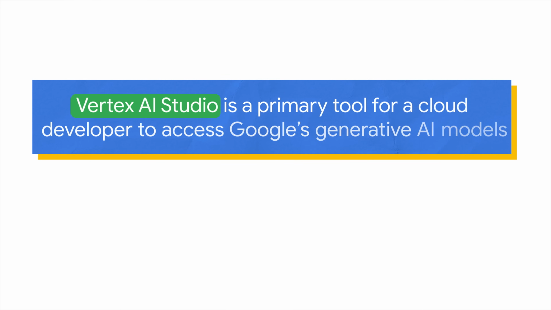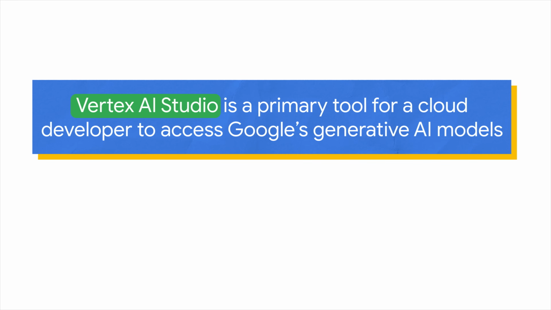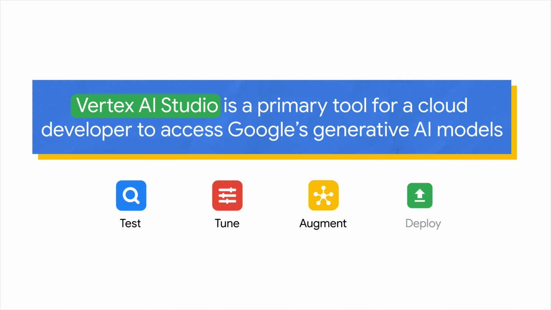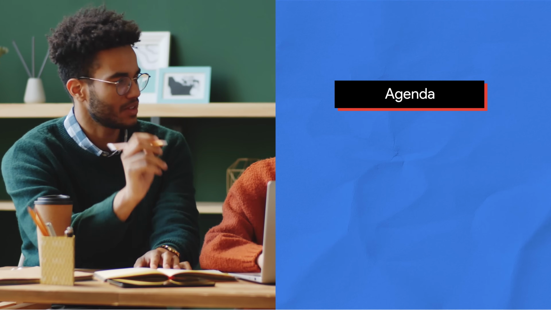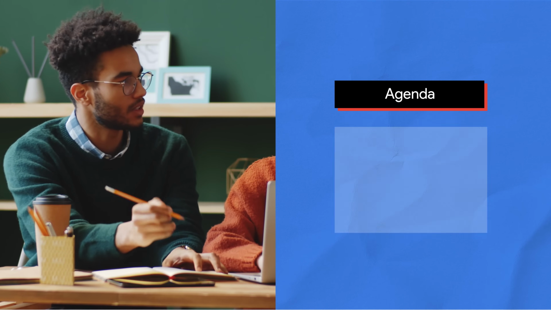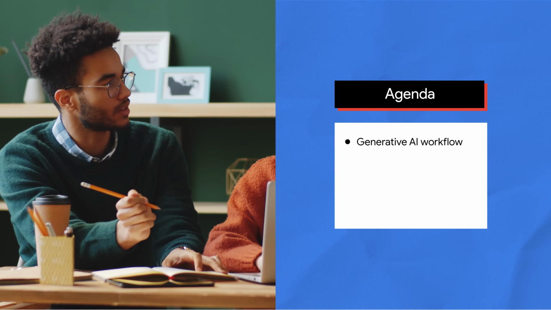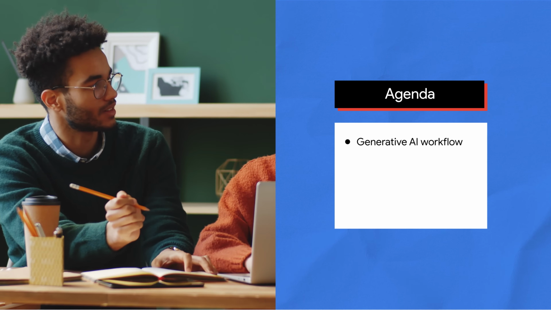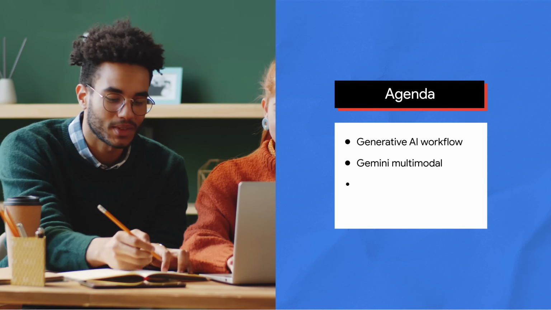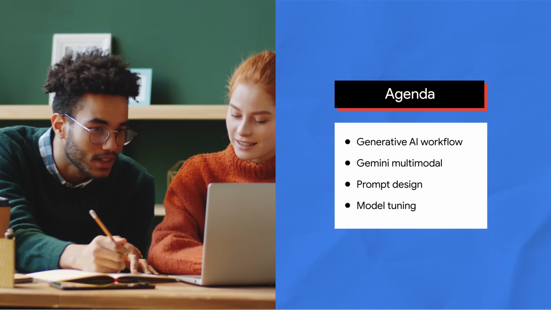Vertex AI Studio is a primary tool for a cloud developer to access Google's cutting-edge generative AI, or Gen AI, models. It facilitates the testing, tuning, augmenting, and deployment of these models, enabling the creation of Gen AI-powered applications. This course teaches you the know-how of Vertex AI Studio. It starts from explaining the Gen AI workflow to introducing the major features of Vertex AI Studio, including Gemini multimodal, prompt design, and model tuning.